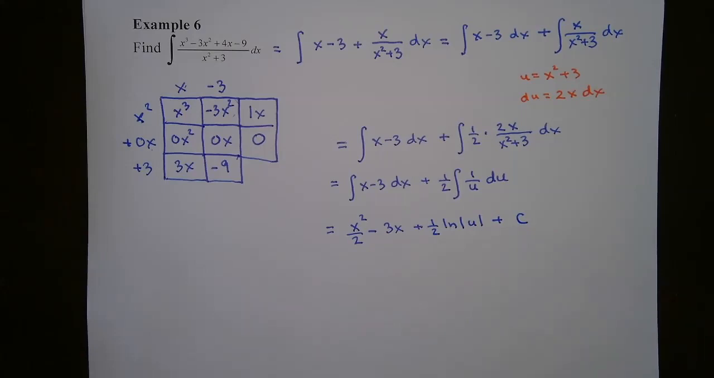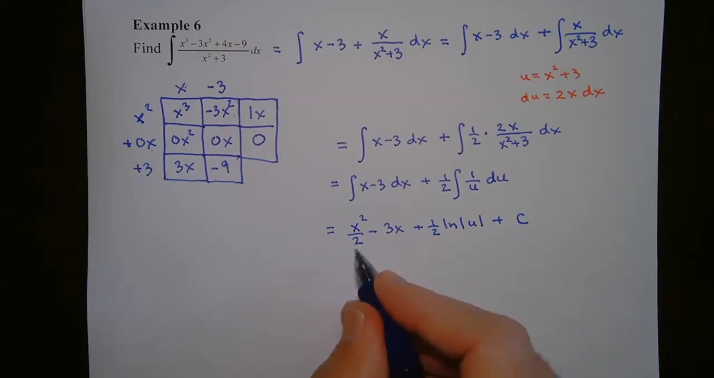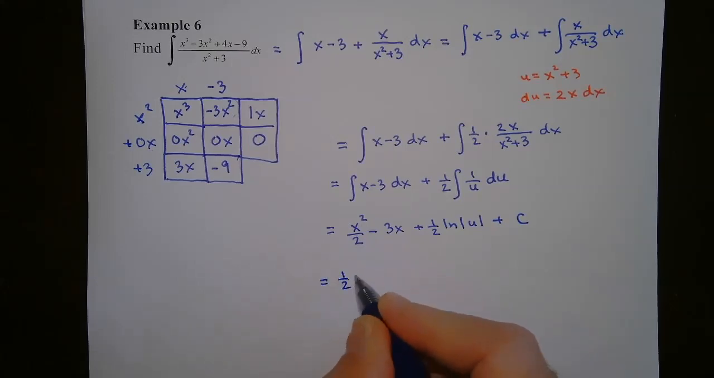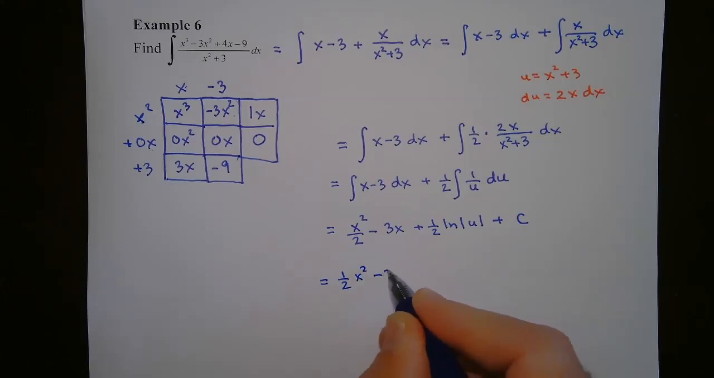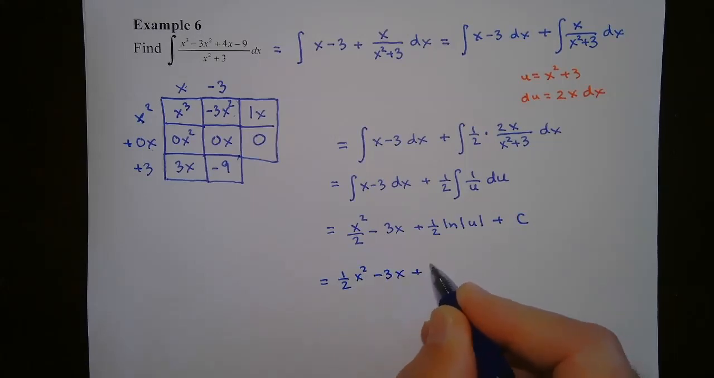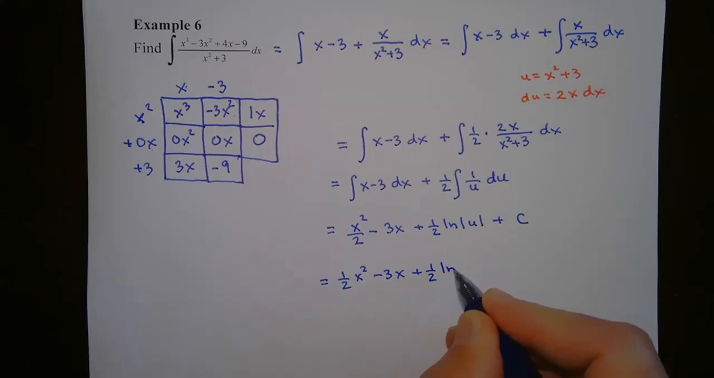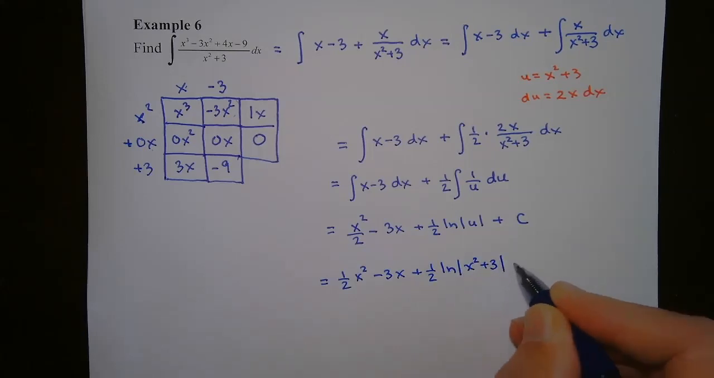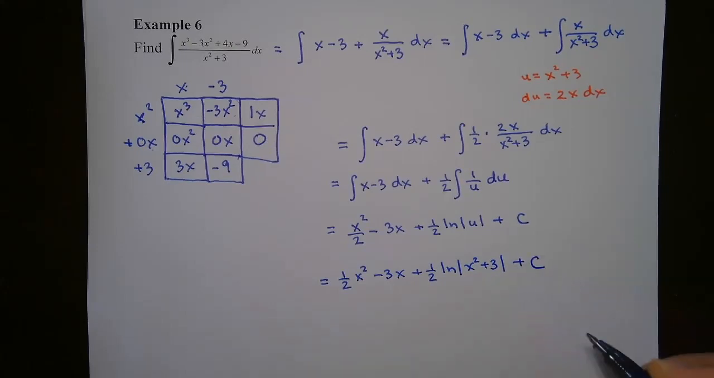And then the last step is to rewrite this. Again, this is x squared over 2. That's the same as 1/2 x squared minus 3x plus 1/2 the natural log of the absolute value of x squared plus 3, plus your constant c. And that's how you do a problem with long division when you're missing a term. I wanted to show you this example because we were missing a term when we were dividing. And that's example 6.